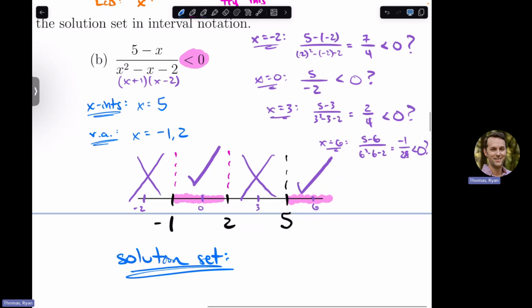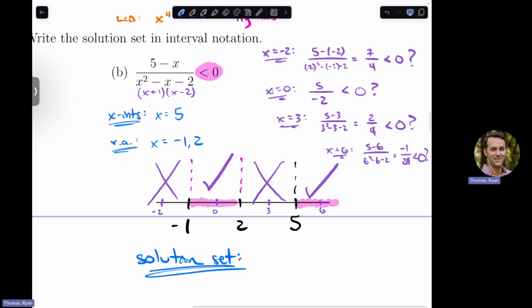And then write down an answer, right? Solution set is everything that we just shaded, or everywhere that we decided the inequality was true. So that's everything between -1 and 2, and everything bigger than 5.